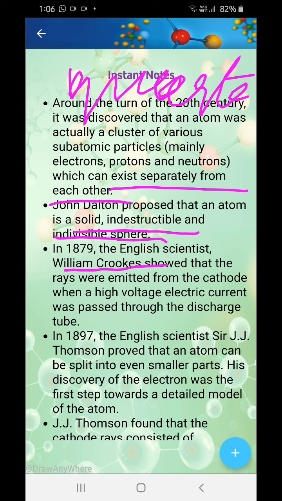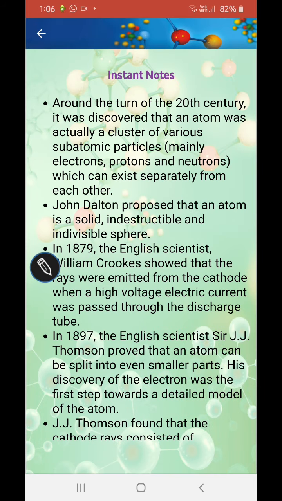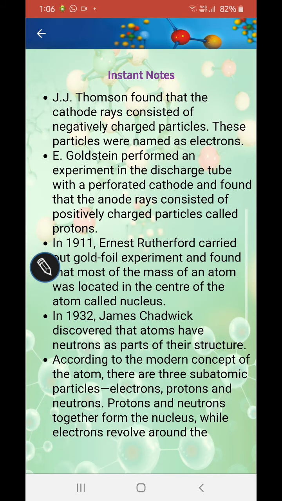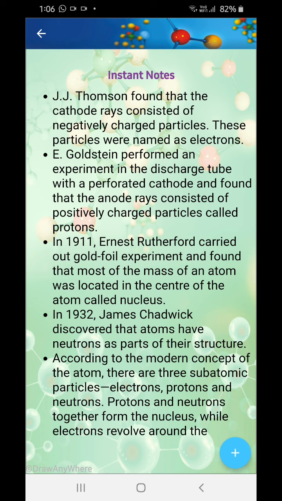You see first, the English scientist Sir J.J. Thomson proved that the atom can be split into even smaller parts. He discovered electrons, the first steps towards a detailed model of atom. Now see Thomson's experiment. J.J. Thomson found that the cathode ray consisted of negatively charged particles, right? And these particles were named electrons. So William Crookes did half and J.J. Thomson did half. Okay, and then we find electrons over there.